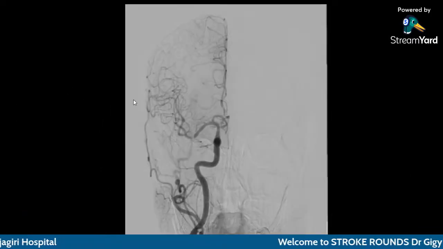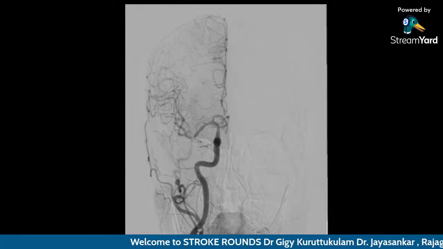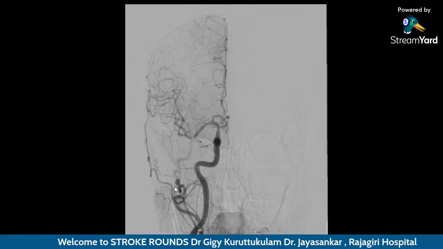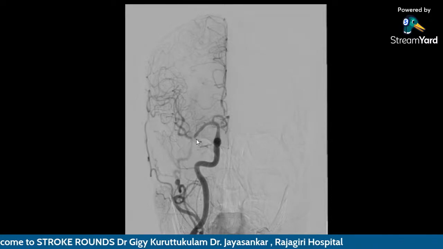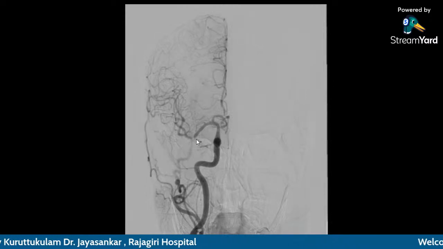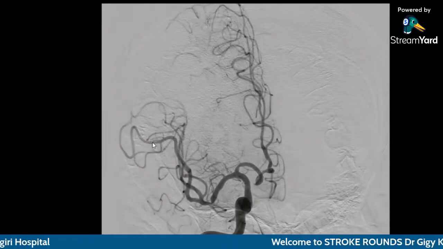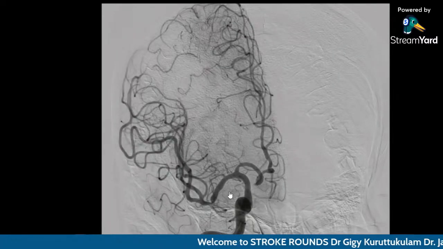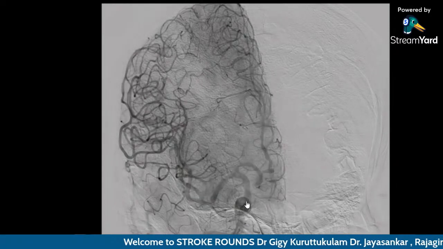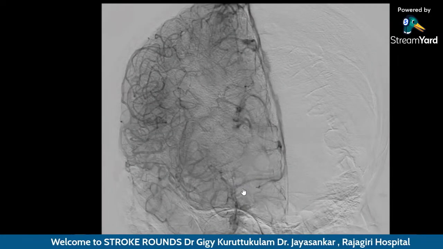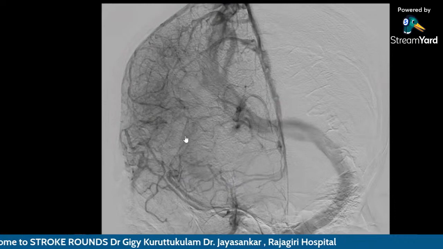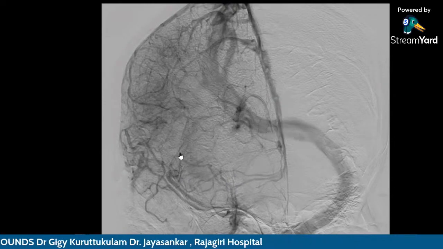So the patient was taken up for a diagnostic angiography. This is the common carotid angiogram. You can see the external carotid artery also here. In this situation, one should always do a selective internal carotid artery angiogram to get very good images. This is the angiogram run showing the internal carotid artery, this is the capillary phase, and this is the venous phase.